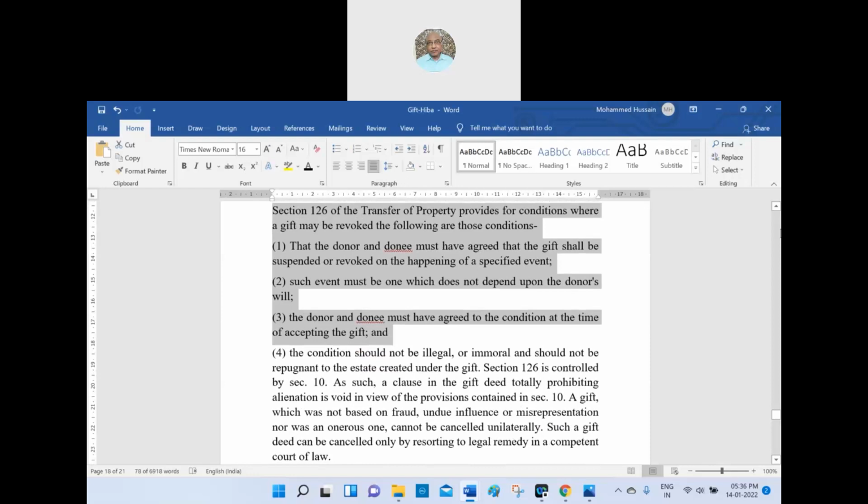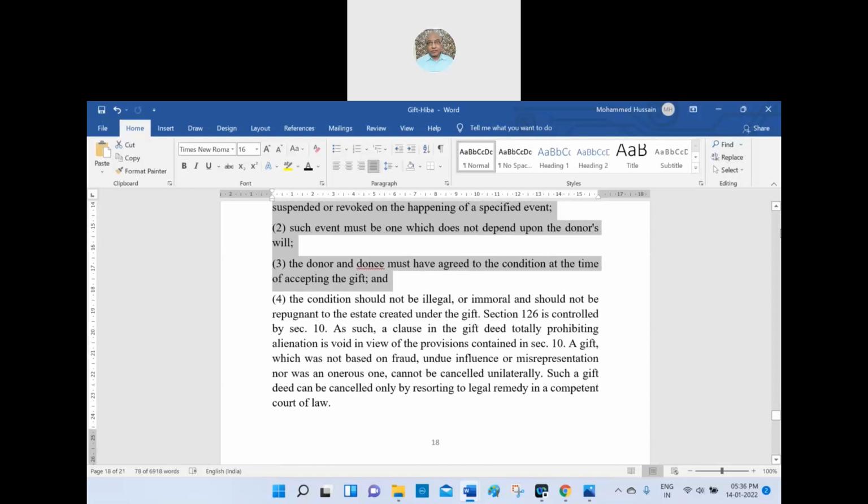See, when the donor wants to give the subject matter of the gift to the donee, even the donee also is in a condition to accept it. It means there is free will, both should be of sound mind, and both should have the capacity. Fourth, the condition should not be illegal. Whatever condition they put over there, it should not be illegal or immoral and should not be repugnant to the estate created under the gift. Suppose there is an agreement between the two that he is giving the land for cultivation of ganja, opium, such is illegal. Only government licensed people can raise it and sell to the government, or on government land, for medical and medicine manufacturing purposes. So section 126 is controlled by section 10.